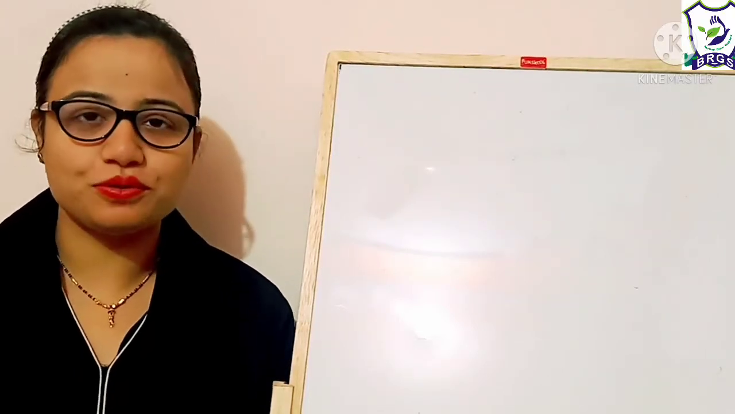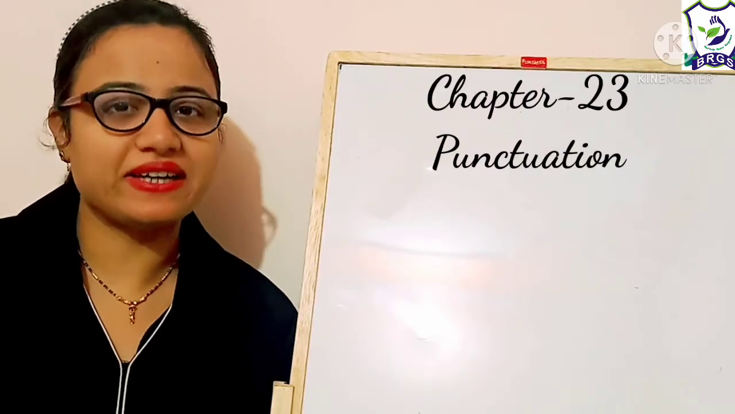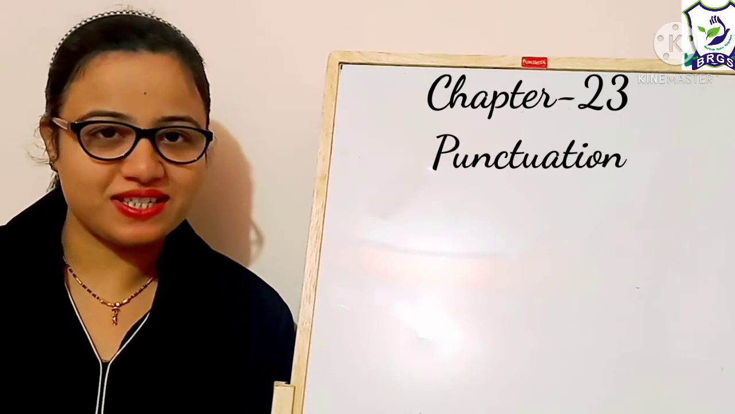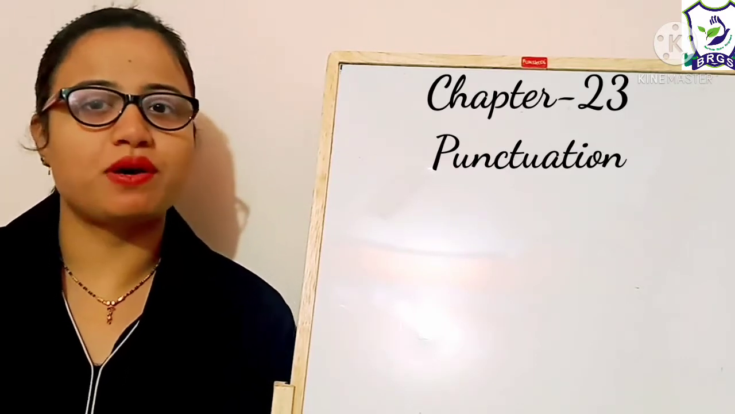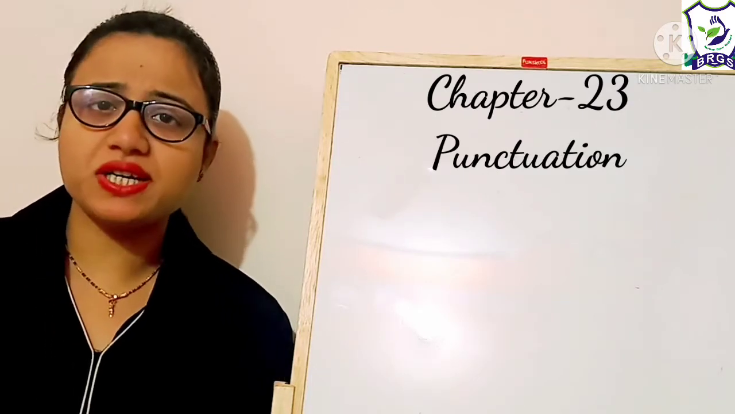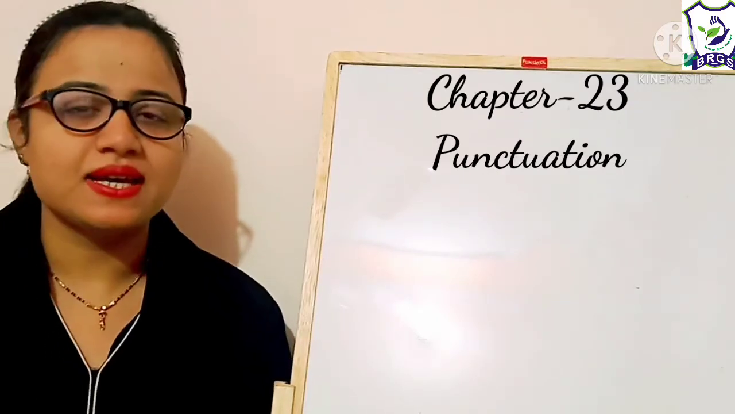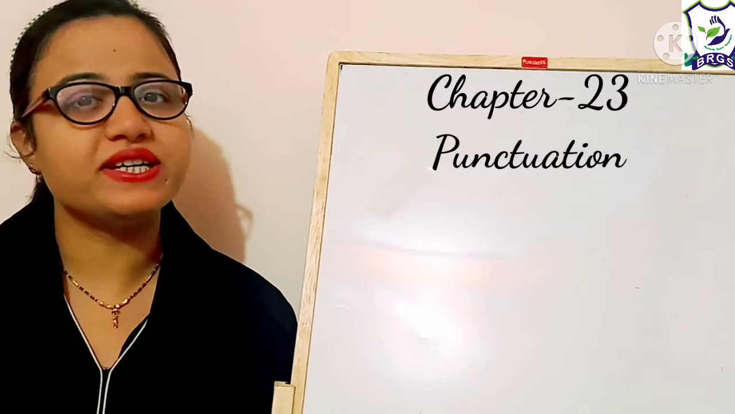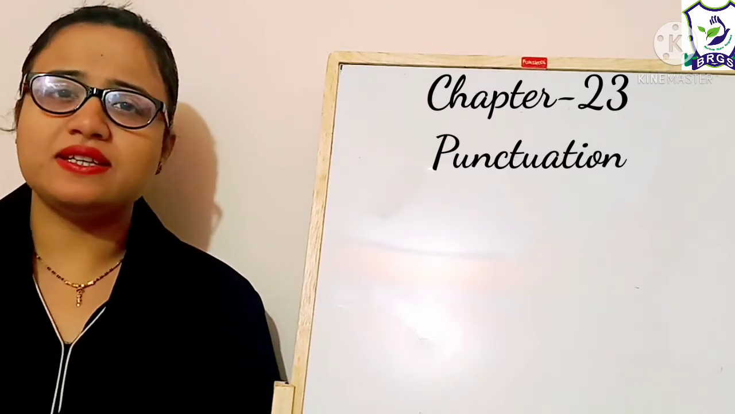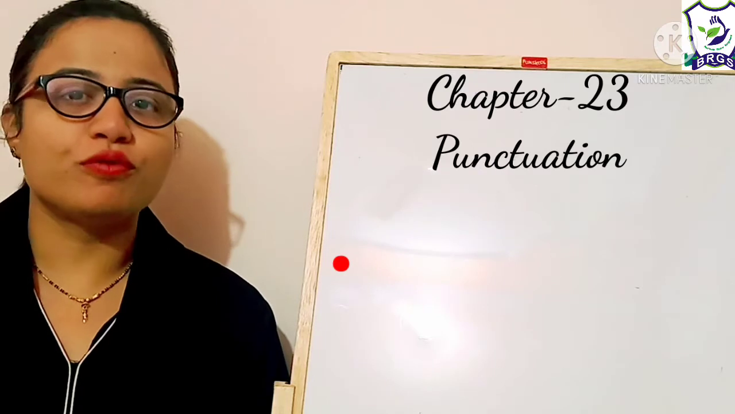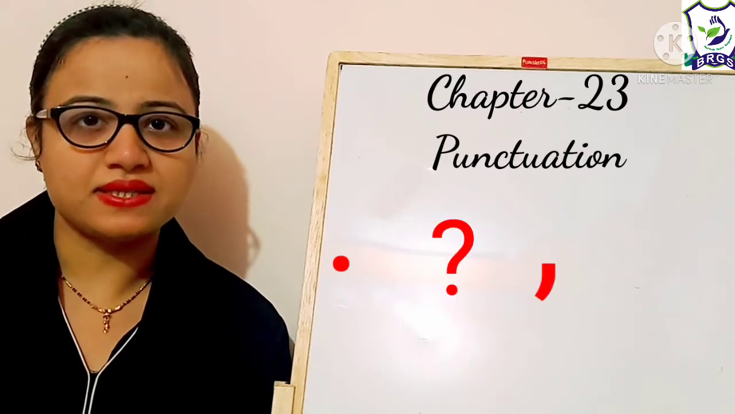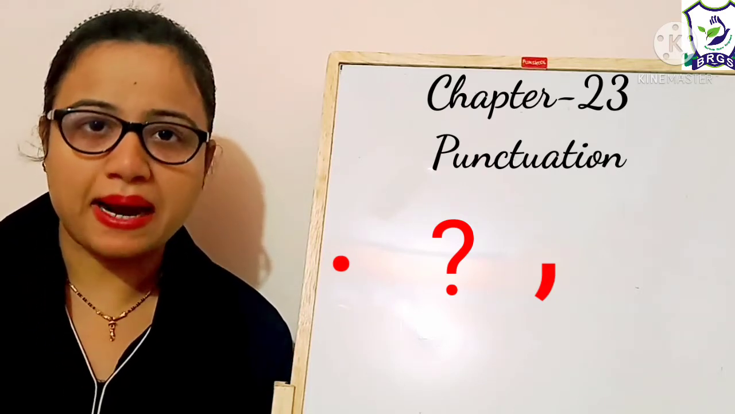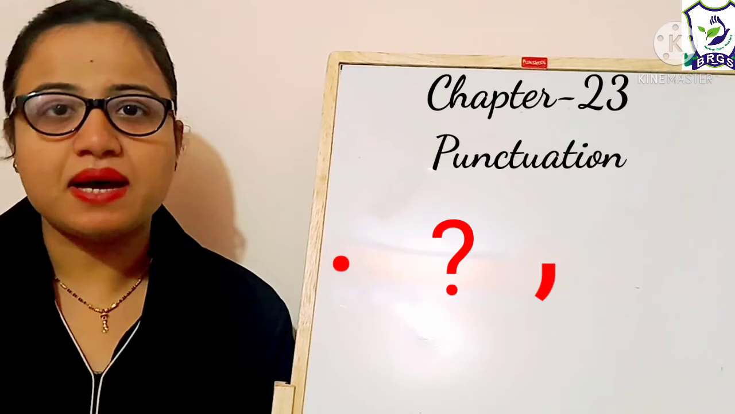Children, today we will do chapter number 23 of our grammar book. And the name of the chapter is punctuation. Yes, a very easy topic, punctuation. What is punctuation? Punctuation is a set of marks that regulates and clarifies the meanings of sentences. Children, there are some marks like full stop, question marks, commas that are used in writing to separate the parts of sentences and make the meanings clear.